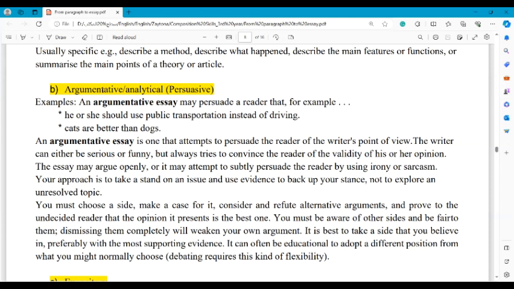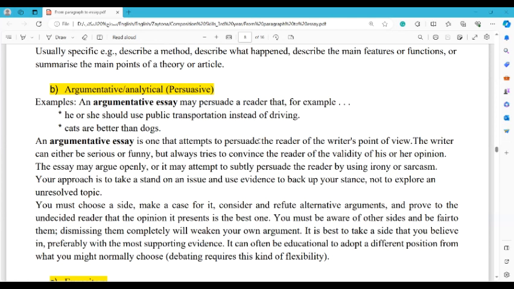Okay, so it's called argumentative, or analytical, المقالة التحليلية, or persuasive, المقالة الإقناعية. You want to persuade, the verb of this adjective, persuade or convince. I will write the synonym in the chat bar. Persuade or convince means يقنع the reader.